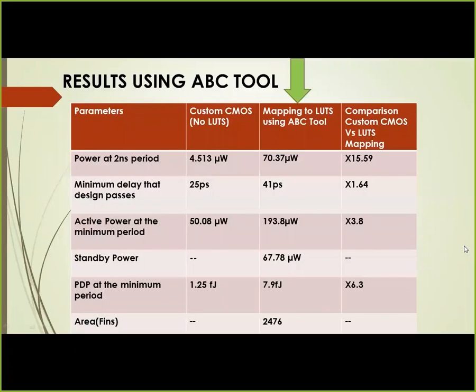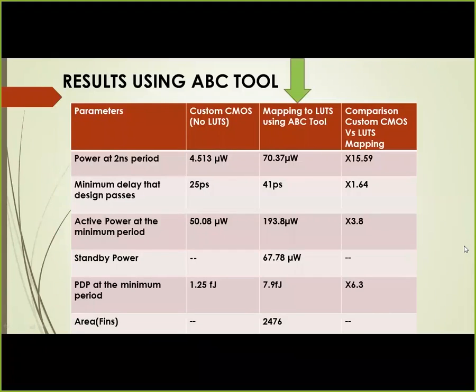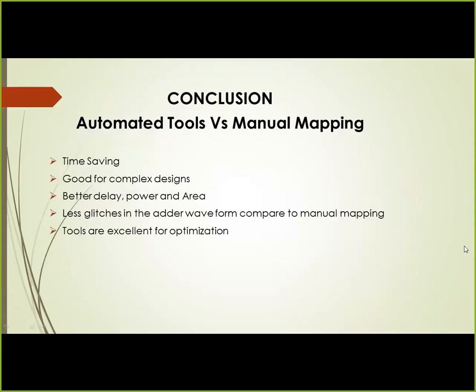So the conclusion here is, by using the tools, we can save a lot of time. The tools do not get bored of doing the iterations so many times, as we humans do. We worked on manual mapping, which took us a couple of days to figure out which design is the best. But with the tools, we spent only 5 hours and achieved the best delay, 41 picoseconds. That's the greatest advantage the tools have.